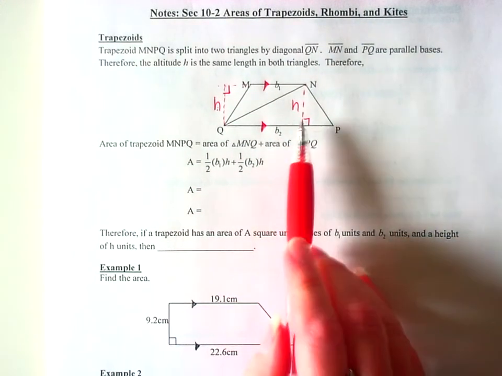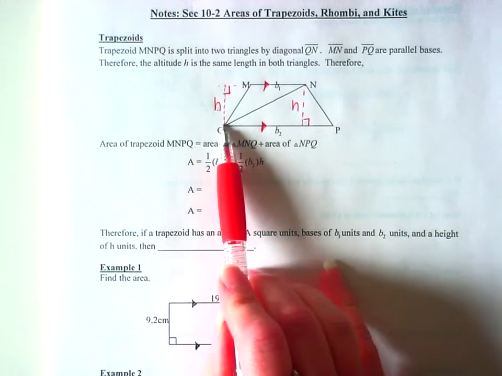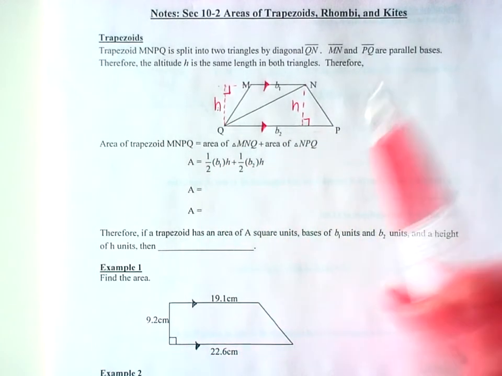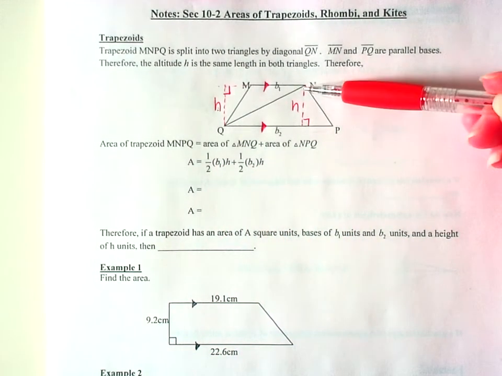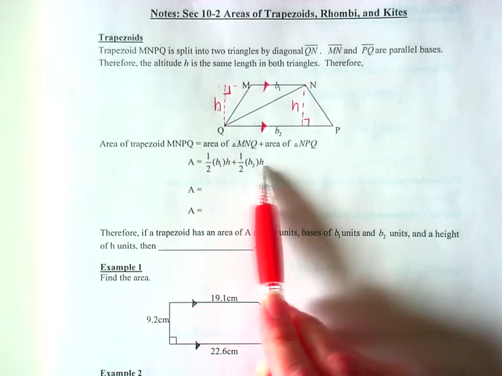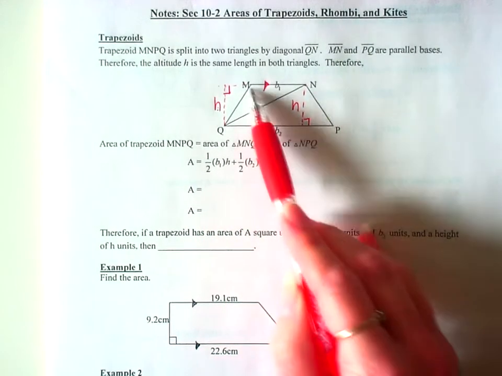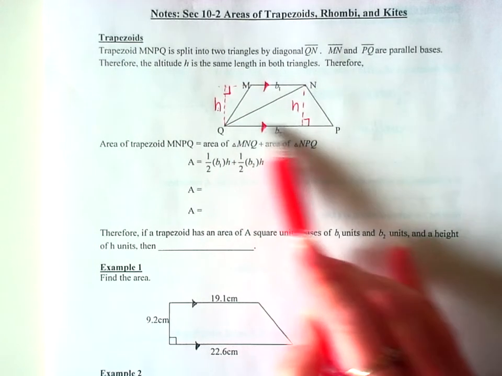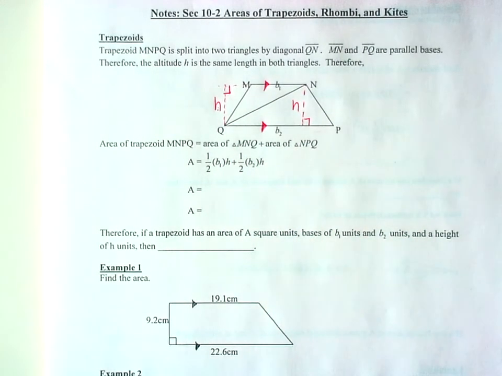Okay? So then the area of this triangle is going to be 1/2 the base, called B2, times the height, called H again. So here's the area of one triangle, here's the area of the other triangle. If we add them together, we get the area of this trapezoid. Okay? Now, what we're trying to do is come up with a formula so that you don't always have to take a trapezoid and break it into two triangles. We're trying to derive a formula that'll work for any trapezoid.